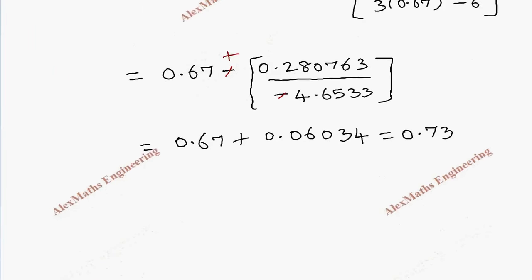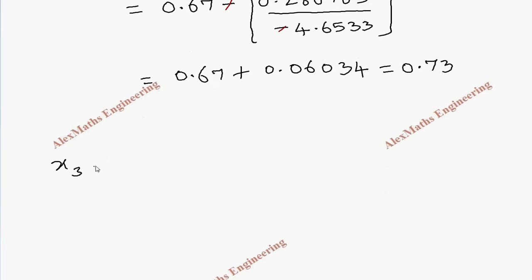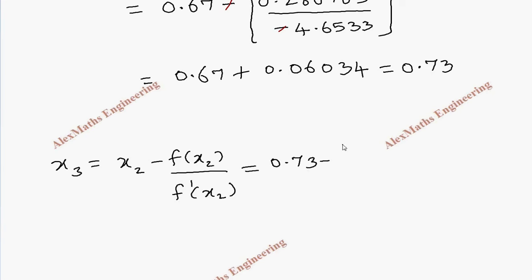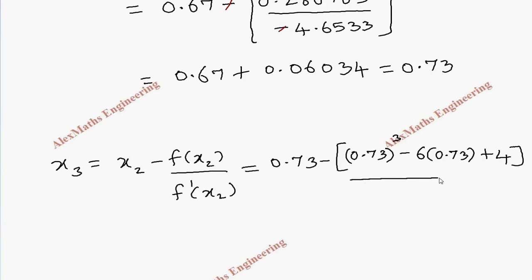Now coming to x3. x3 is x2 minus f of x2 divided by f dash of x2, which is 0.73 minus, first term is x cube, so 0.73 whole cube minus 6x, then plus 4, divided by 3 into 0.73 whole square minus 6. We are going to evaluate this.